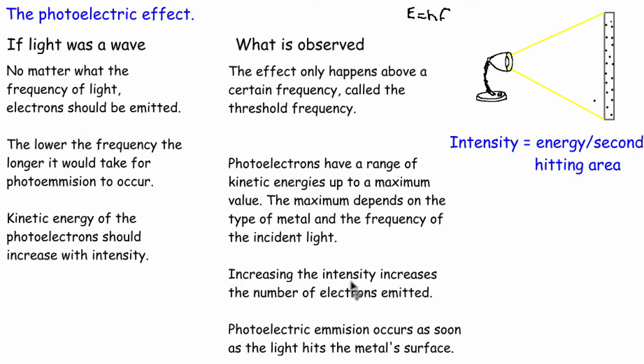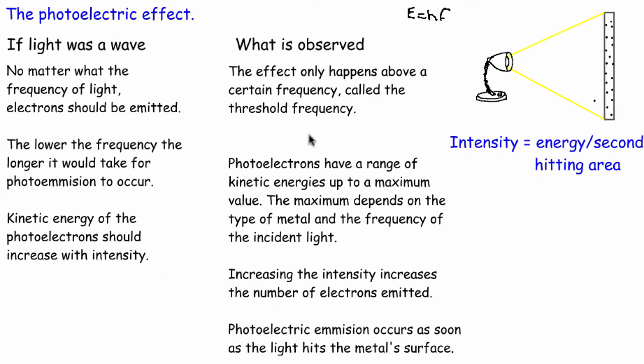They also found that if you increase the intensity of the light, so basically we're increasing the brightness of this light or the energy per square meter, that increases the number of electrons emitted. So the number of electrons depends upon the intensity of light, and photoelectric emission occurs immediately. So as soon as we switch this light on, provided the frequency is high enough, you start to see electrons being given off straight away.